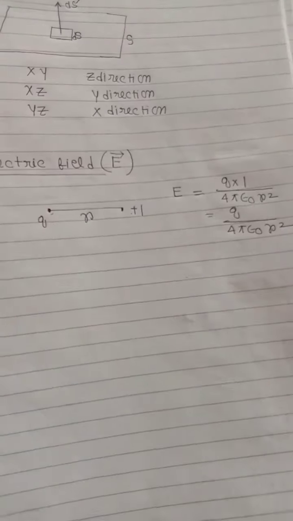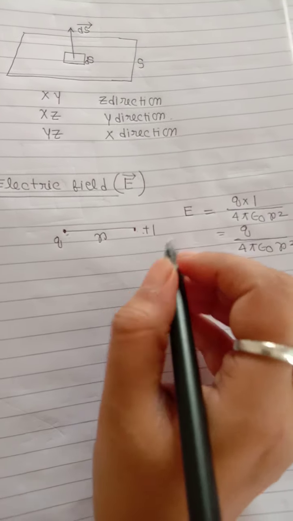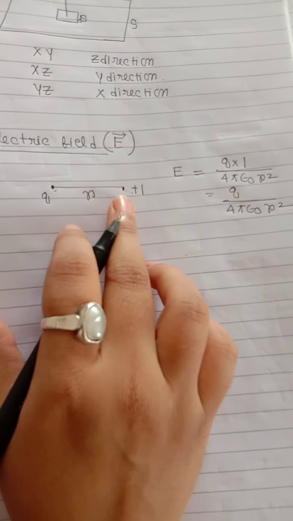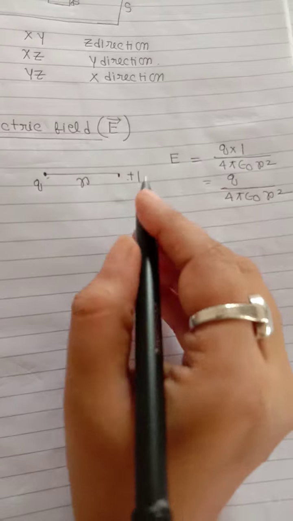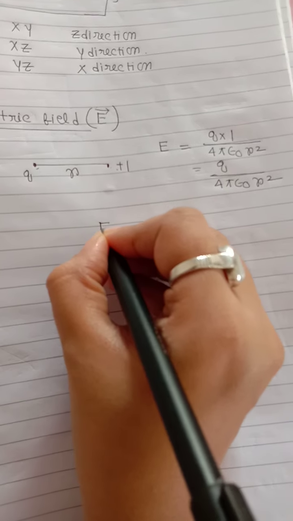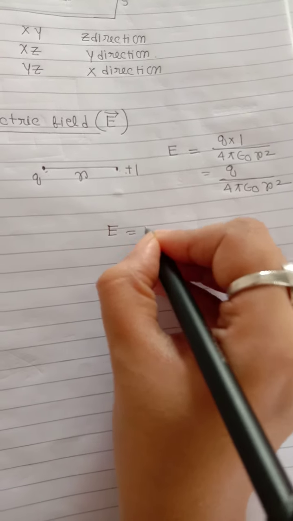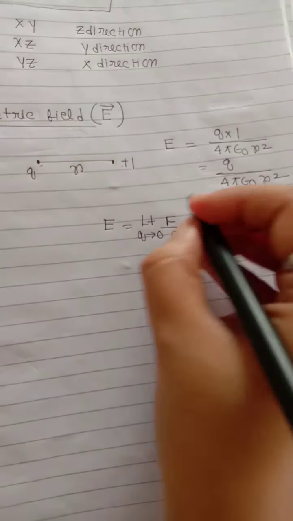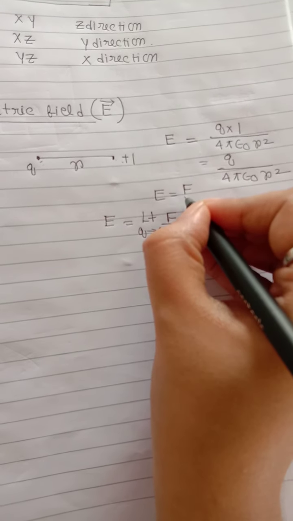Now, you know that a unit positive charge is large enough to disturb the configuration. So we have to consider a very small charge here. We can take the alternate definition of electric field as E is equal to limit Q tends to 0 of F by Q. Previously we know that E is equal to F by Q. We have already learned all this.